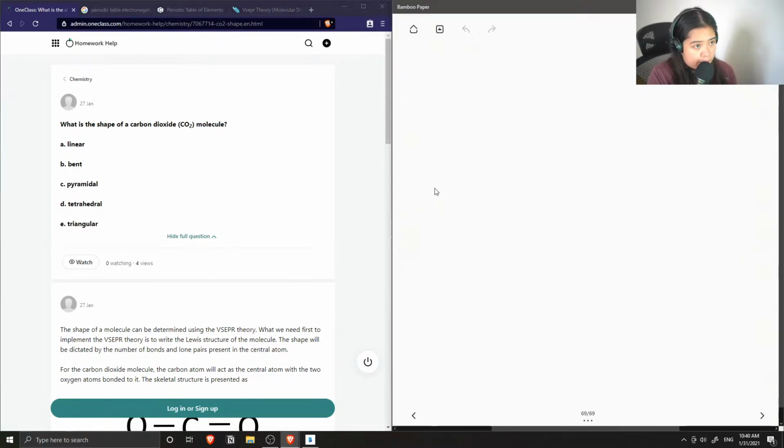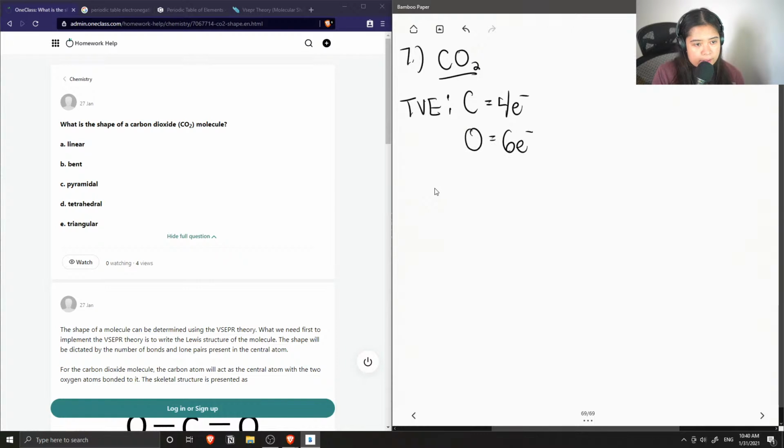Okay, so question number 7. What is the shape of a carbon dioxide molecule? So first, let's calculate the total number of valence electrons, which will help us draw out a Lewis structure for carbon dioxide. So carbon has 4 valence electrons, and oxygen has 6. And since there are 2 oxygen atoms, we multiply this by 2 to give us a total of 16 valence electrons.